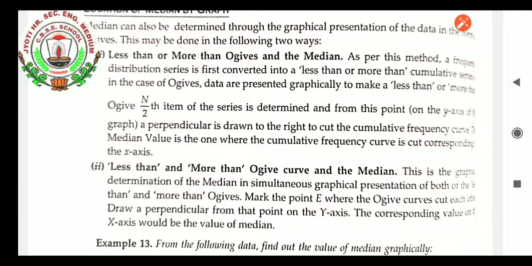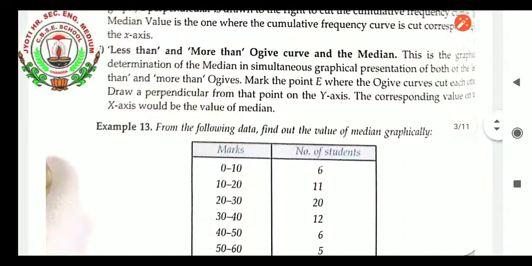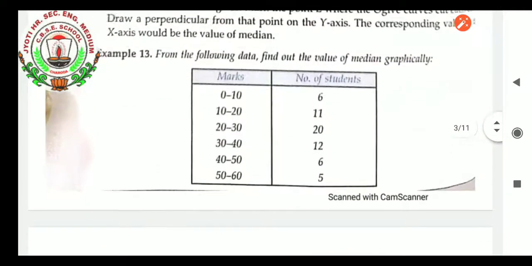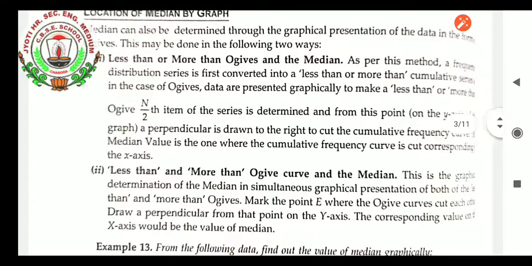This is the graph determination of the median in simultaneous graphical presentation of both the less than and more than ogives. Mark the point E where the ogive curves cut each other. Draw a perpendicular from that point on the y-axis. The corresponding value on the x-axis would be the value of median. I am leaving this because this topic is not needed, not compulsory for our learning, so ogives are not needed.